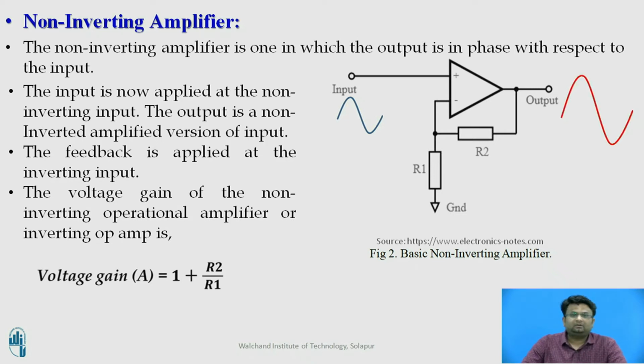The input is now applied at the non-inverting terminal of the op-amp. The output is a non-inverted amplified version of the input. The feedback is applied at the inverting terminal. The voltage gain of the non-inverting operational amplifier is given by A = 1 + R2/R1. Now, let us see how to simulate the circuit in LTSpice software.